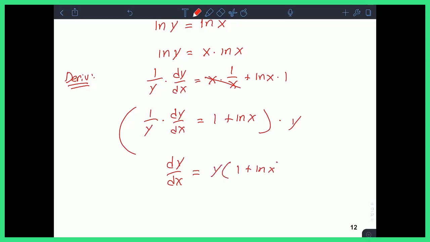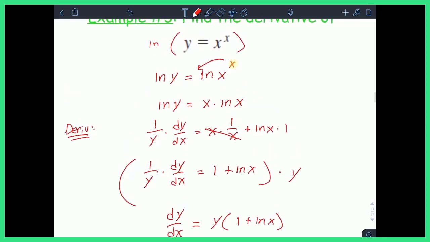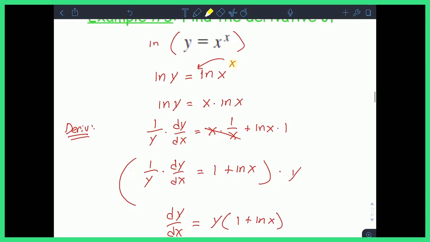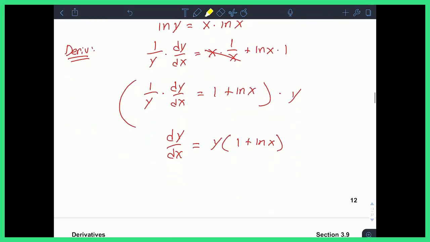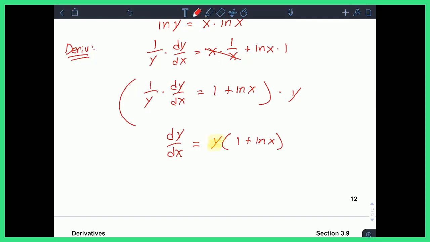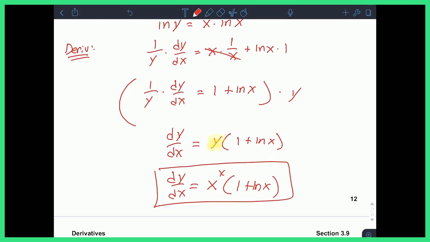And last but certainly not least, I actually have an expression for y. If I go up to the top and I look, y is equal to x raised to the x. So put it back. So dy dx at the end is going to equal x to the x times 1 plus ln x. And this is my derivative. So this is a technique used to take the derivative of something we have yet to learn how to, using implicit differentiation of logarithms, which we conveniently call logarithmic differentiation.